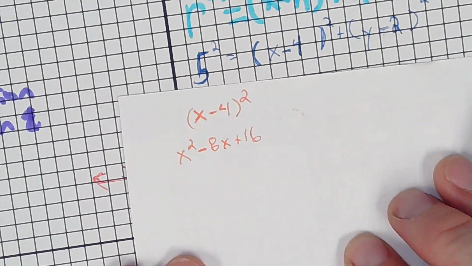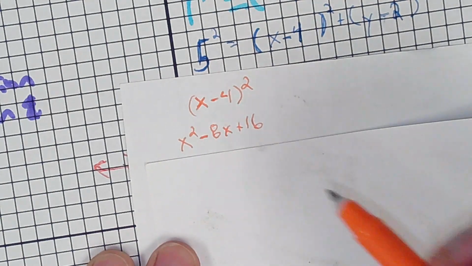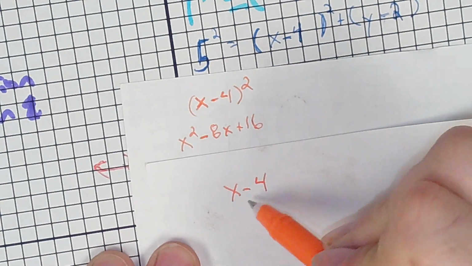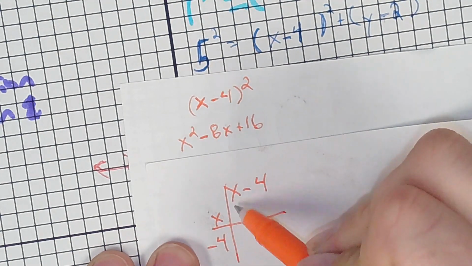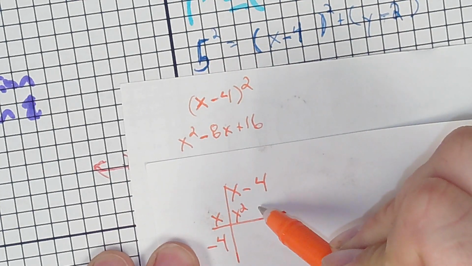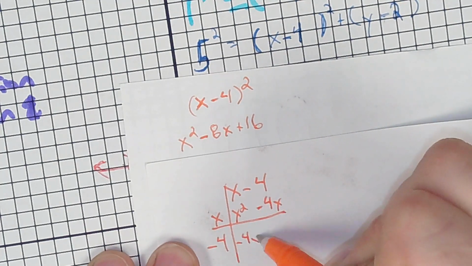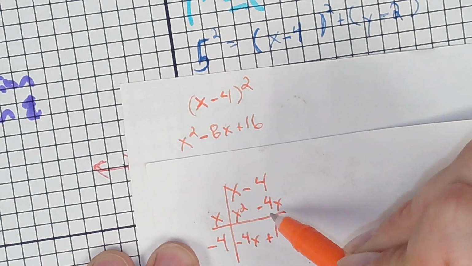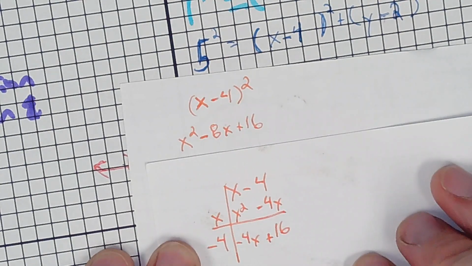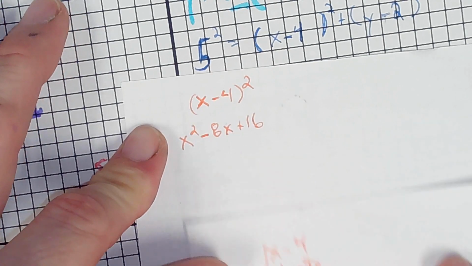Another way I've seen it done is like this box thing, minus 4, which if you're a visual person, maybe this works for you. These are the two things you're multiplying together, so x times x is x squared. X times negative 4 is negative 4x. X times negative 4 is negative 4x. And negative 4 times negative 4 is a positive 16, and you add all these together, and that's what you get. Okay, it's a little longer. This is a matrix kind of, and if that works for you, that's great. I like this one, it's a little bit shorter.